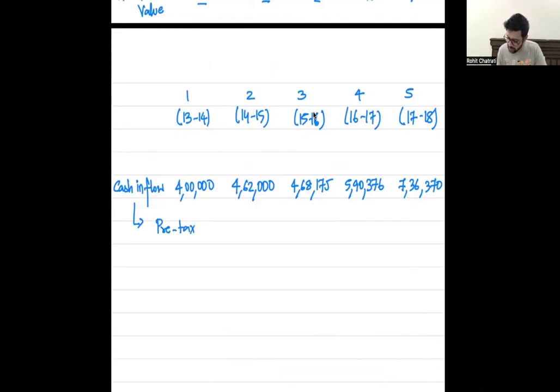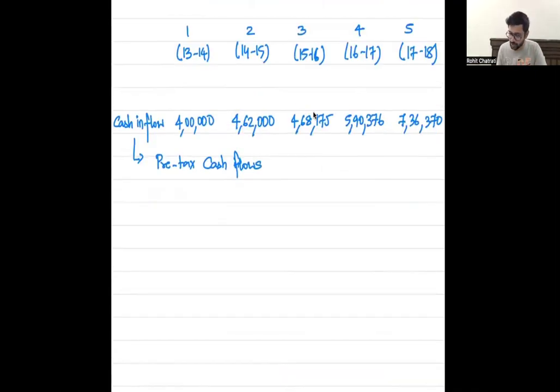Ind AS 36 requires entities to use pre-tax cash flows for the purpose of discounting, and the discount rate that we would be using is the pre-tax discount rate of 8%. We've been given a discount rate of 8%, so we are going to calculate the present value factor at 8%.